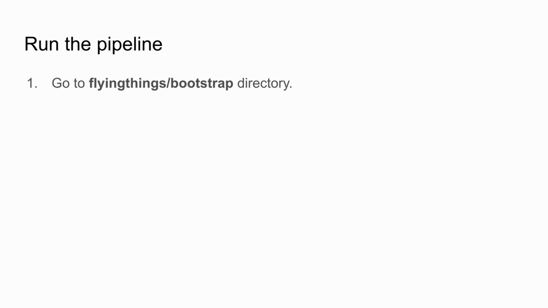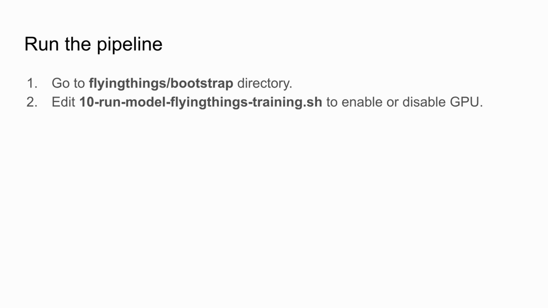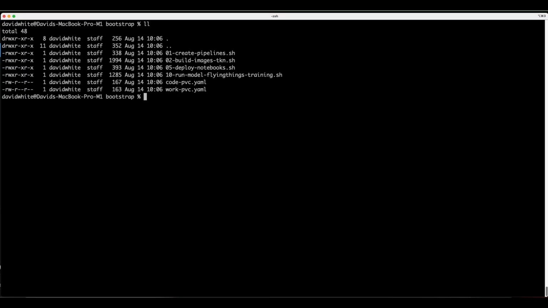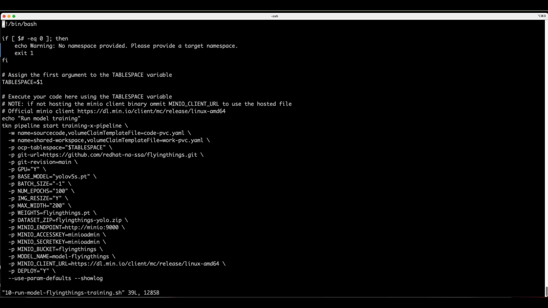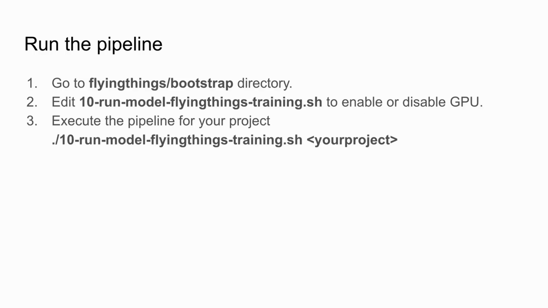Go to the same directory as before, flyingthings/bootstrap. Next, we'll edit the file 10-run-model-flyingthings-training.sh to change any parameters for this run. All the supplied parameters should be fine, but we'll want to change a few if we're not running a GPU. If your system has no available GPUs, then set GPU to N. Also, since there's no GPU, we'll need to change the batch size as it is set to maximize if there are GPUs. You should set it to 2 to avoid the memory issues. Now let's execute the script on the project we've been using.